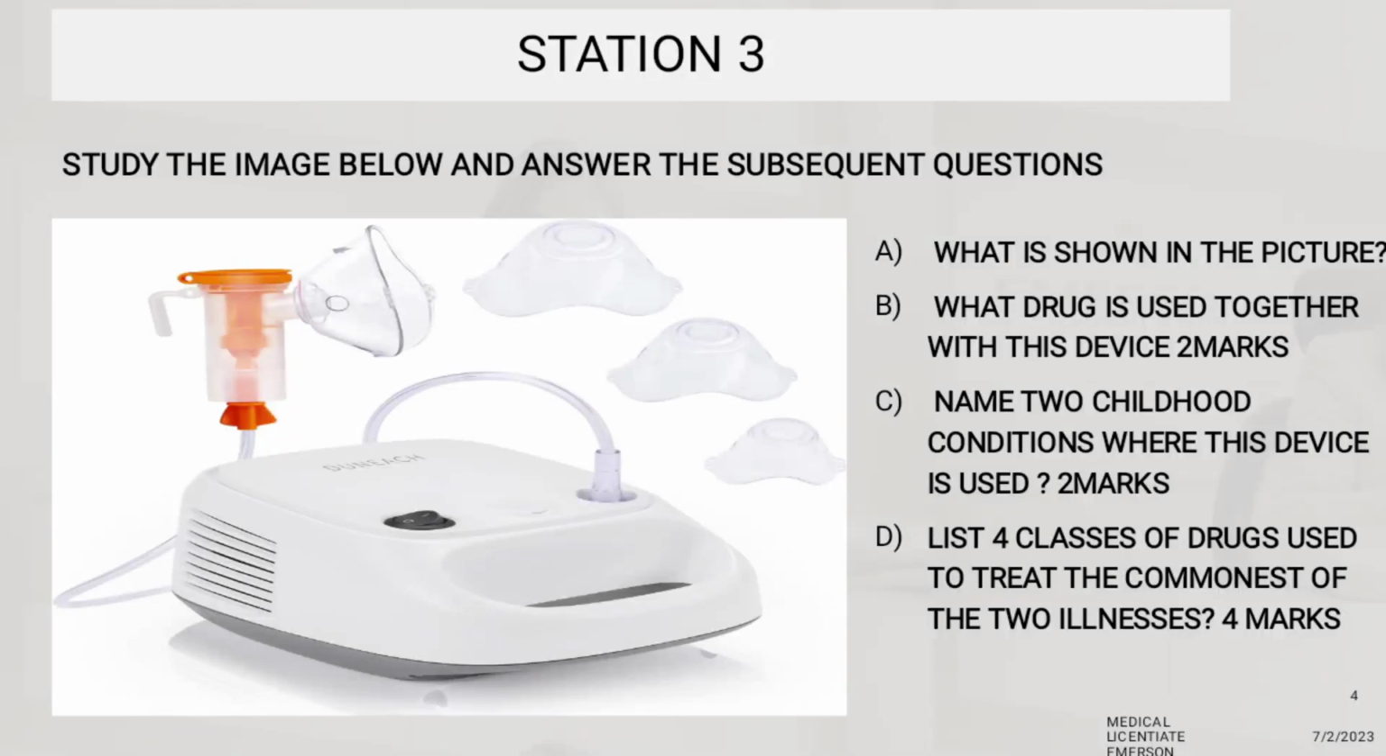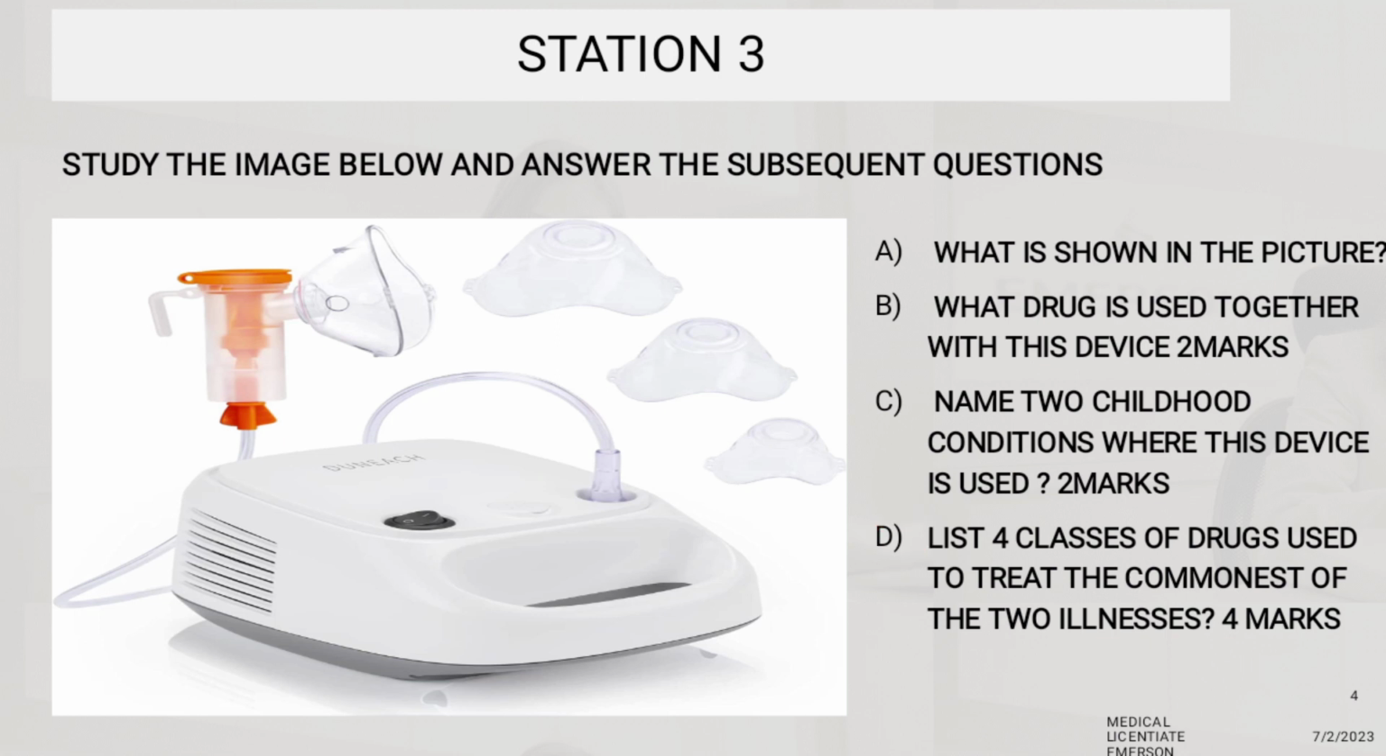Come to another case study. So this case study is saying study the image below and answer the subsequent questions. So A, what is shown in the picture? B, what drug is used together with this device? Then C, name 2 childhood conditions where this device is used. Then D, list 4 classes. So we are on D. So list 4 classes of drugs used to treat the commonest of the 2 illnesses.